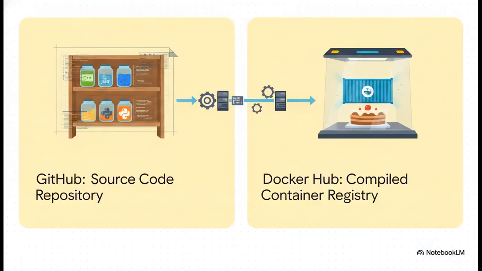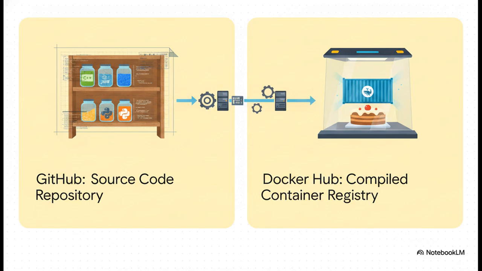And this analogy brilliantly illustrates the difference between our two big hubs. GitHub, that's your code repository. It handles version control for your raw source code, whether that's C++, Java, Python, JavaScript, whatever. It's the pantry for your raw ingredients.